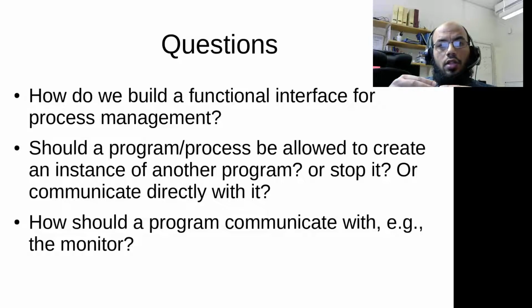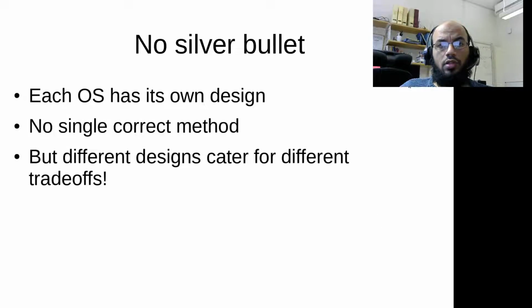These basic operations require an interface, and that interface is very design dependent, so there is no silver bullet. Every operating system takes some decisions regarding this, and we are going to talk a bit about Windows and Linux and how they handle this. We are not saying that there is one single correct method. There are methods that are easier to deal with and methods that are harder to deal with, but each one has its own merits and strengths. At the end of the day, you cater for different trade-offs.